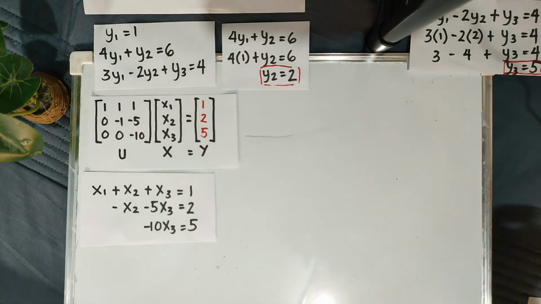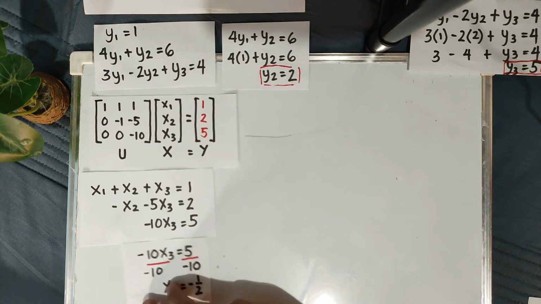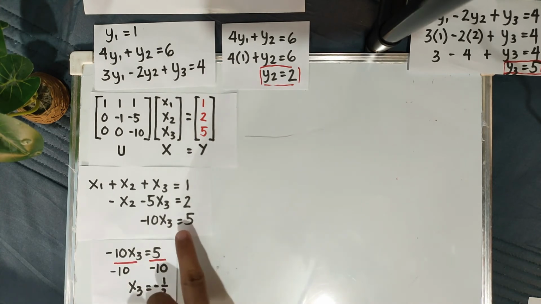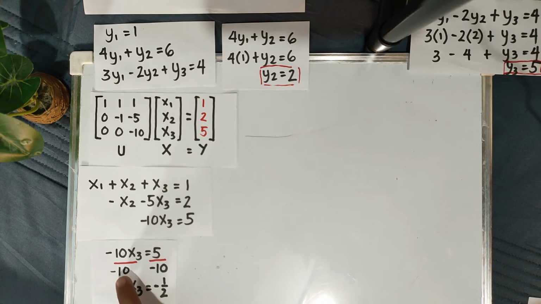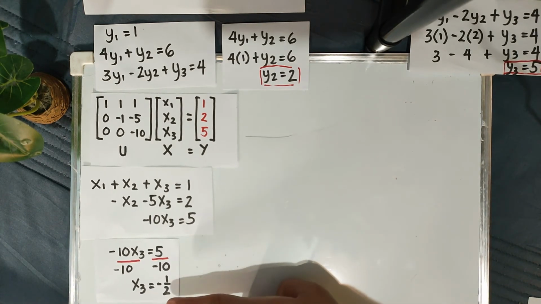First na to pangitaag value kay si x sub 3. So this is the solution for x sub 3. Negative 10 x sub 3 equals 5. So divide by negative 10. Negative 10, so cancel out negative 10. Mahabilin sa x sub 3 equals negative 1/2. So that is the value of our x sub 3.